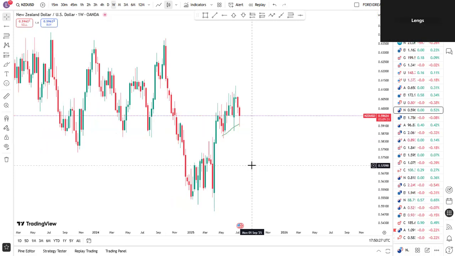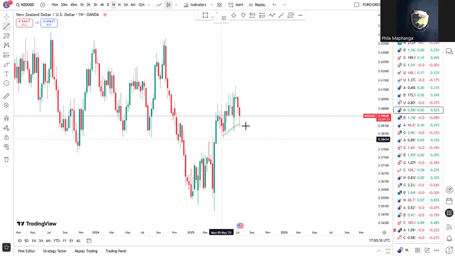Support. Let me highlight. Okay, the trend line. Okay.